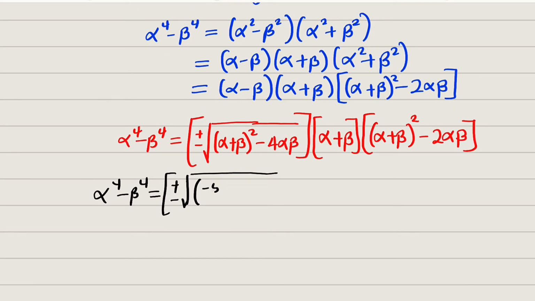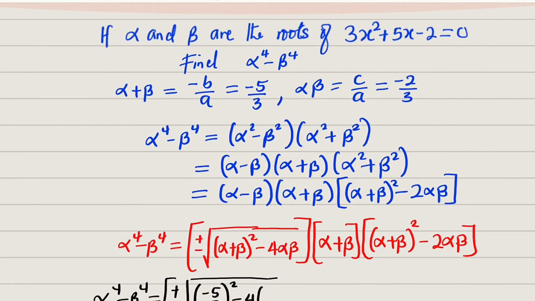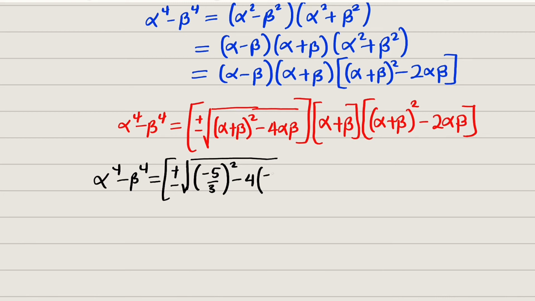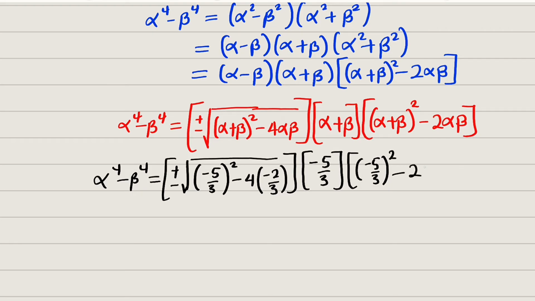So we have negative 5 over 3, but this one is squared minus 4 multiplied by the product. The product is negative 2 over 3. Then multiply by the sum again, which is negative 5 over 3. Multiply by the sum again, which is negative 5 over 3 all squared minus 2 multiplied by the product, which is negative 2 over 3.